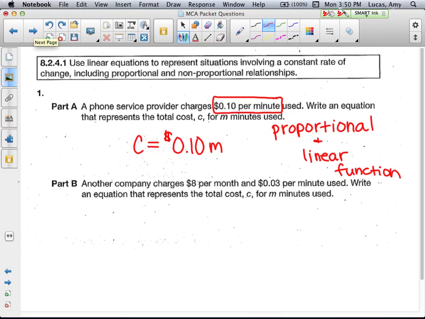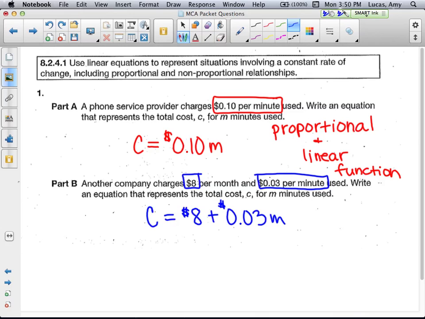Okay, now the next one says another company charges $8 per month and 3 cents per minute used. So their total cost would equal $8 plus 3 cents per minute. So when it says 3 cents per minute or 10 cents per minute, that's telling me that's where that variable m for minutes is going to go. The $8 per month, that just happens once that month, and then in addition to that, you're adding on 3 cents every minute.